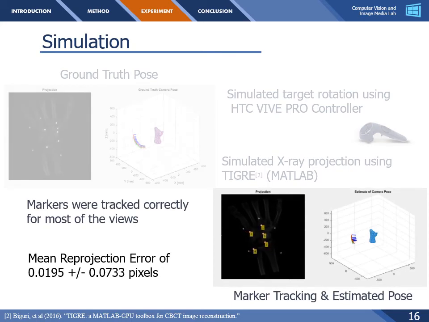We can observe that the markers were tracked correctly for most of the views, and the mean reprojection error was 0.0195 pixels, which amounts to 0.004 millimeter, which is fairly low.